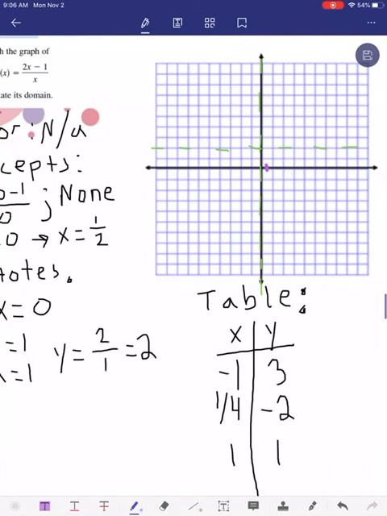So I have -1, 3, 1/4, -2. So I'm really close to my y-axis. And then we're at 1, 1. Now, we don't have a ton of points, but that's okay, because remember I said that those asymptotes are like black holes. So we know that as this side gets closer and closer, it's going to have to go up towards my asymptote.